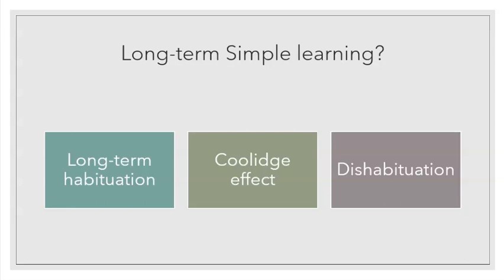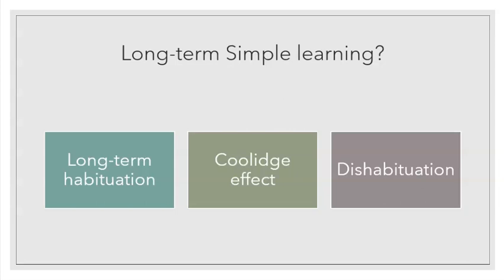And he's going to get sexually aroused again because now there are chickens he hasn't habituated towards. And so that's the Coolidge effect. Now, dishabituation is a little similar, but definitely more general.